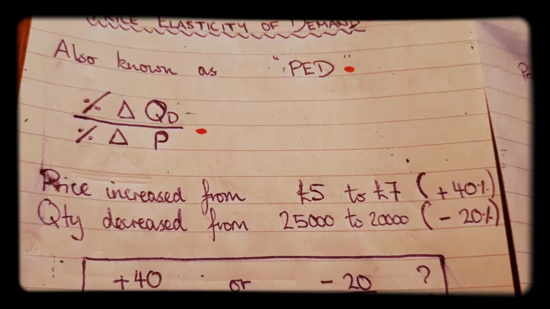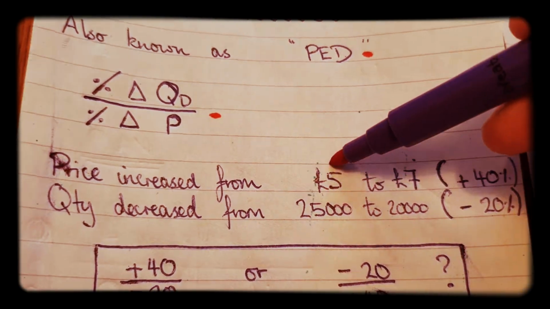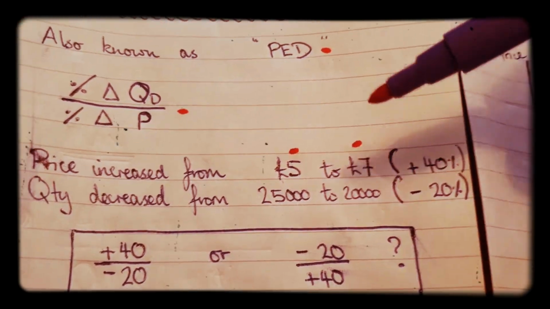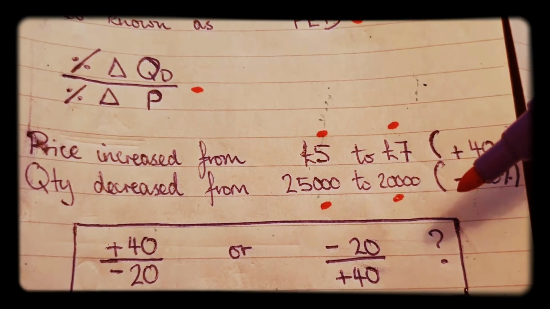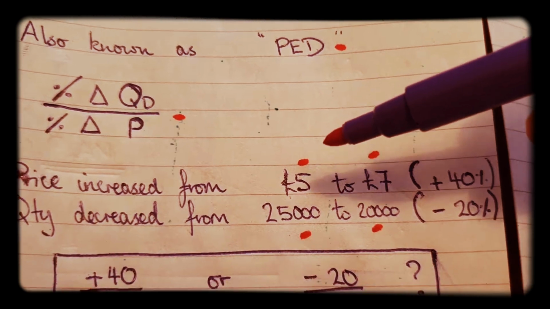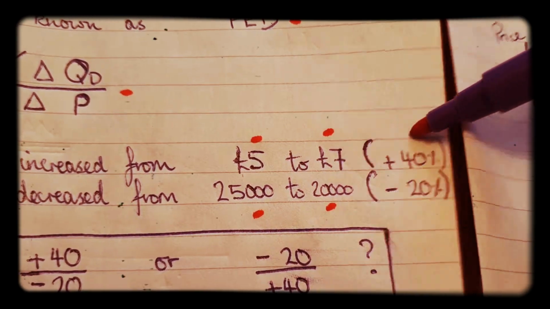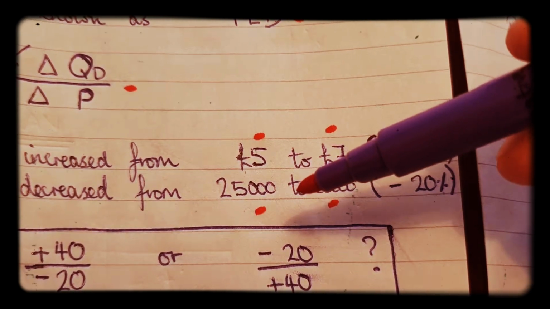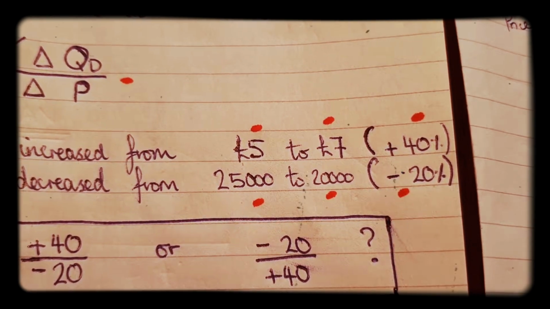Okay, so for a quick example question here, if the price of a product increased from £5 to £7, and the quantity decreased from 25,000 to 20,000, what would the PED be? So to do that, we need to work out the percentage increase. So the percentage increase from 5 to 7 is plus 40%. And the percentage decrease from 25,000 to 20,000 is minus 20%.